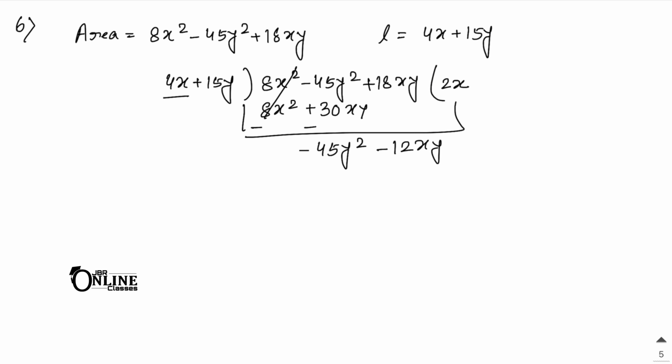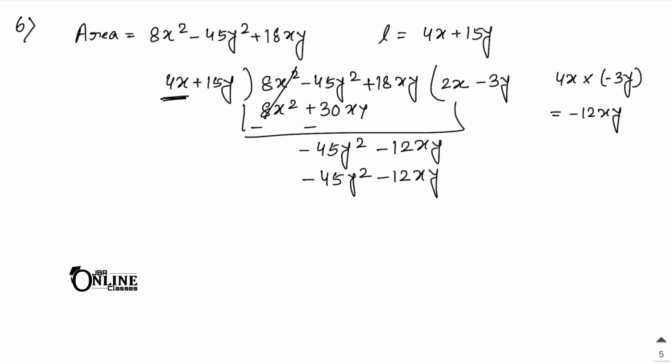Now as you have 45y square and next you have 12xy. So as you have 4x here and here you have minus 12xy, do one thing: first multiply 4x with minus 3y, and then you will get minus 12xy. So write down here minus 3y, and that one will be minus 12xy. And then minus 3y with 15, it will be minus 45y square. So it cancels out. That means the other side is 2x minus 3y.